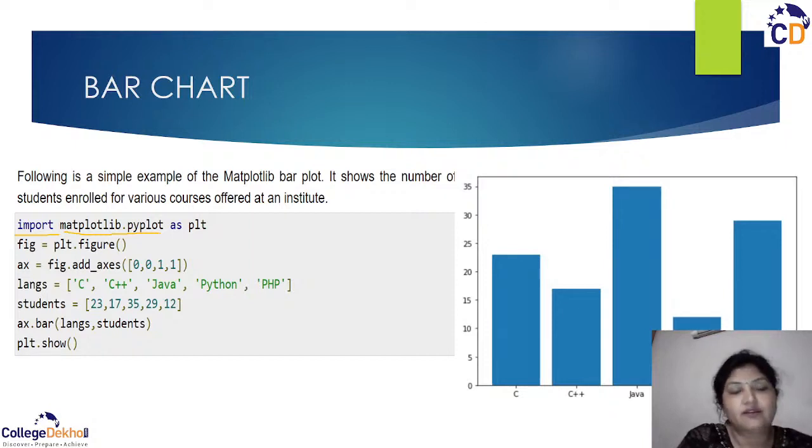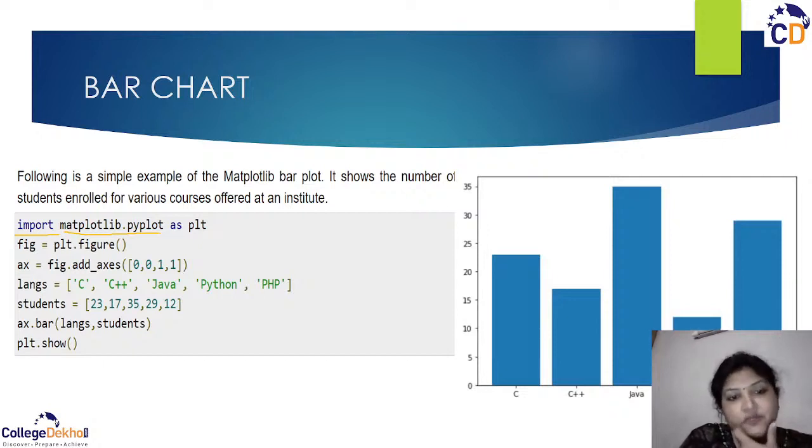After this we need to specify a tuple that we have taken, a variable called langs, and within langs we have defined the different courses. And now we are taking another list that contains the values, like 23. There is some relationship between the langs list and the students list. So you are defining two variable names: the first list is languages and the second is students.